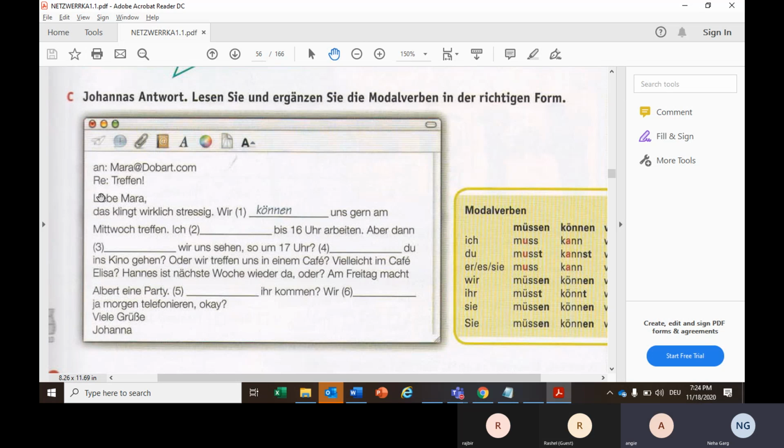Okay. Liebe Mara, das klingt wirklich stressig. Wir können uns gern am Mittwoch treffen. Ich.